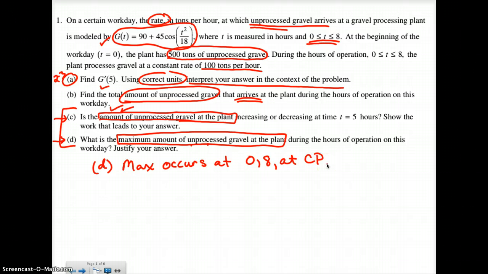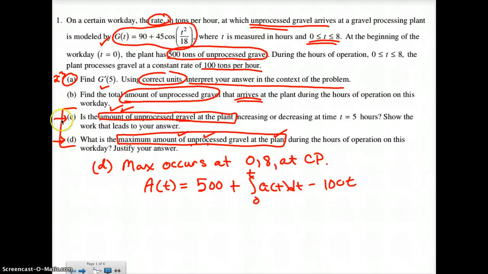Of the function? Well, my function again is the amount of unprocessed gravel at the plant. So I'm going to redefine that. How much unprocessed gravel is at the plant at any given time? The 500 that I started with plus the amount I accumulate minus the amount that's leaving. And again, I want to find the critical points of this function. So I really want to find where its derivative is 0. So again, when I go do the derivative, this gets dumped in. I really get g of t minus 100.